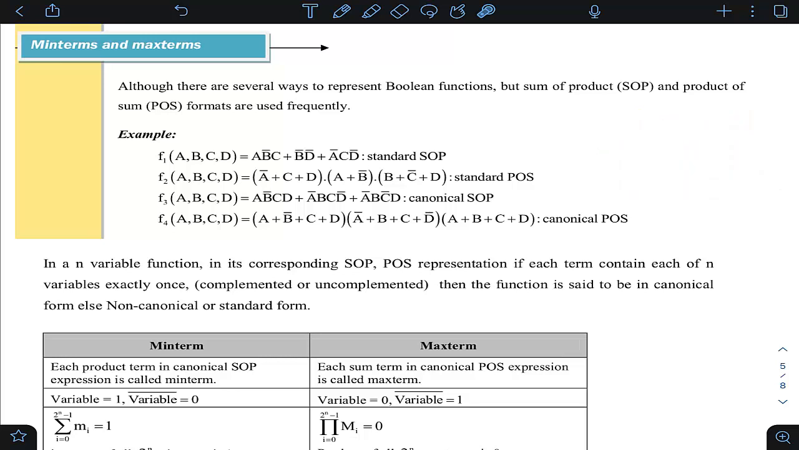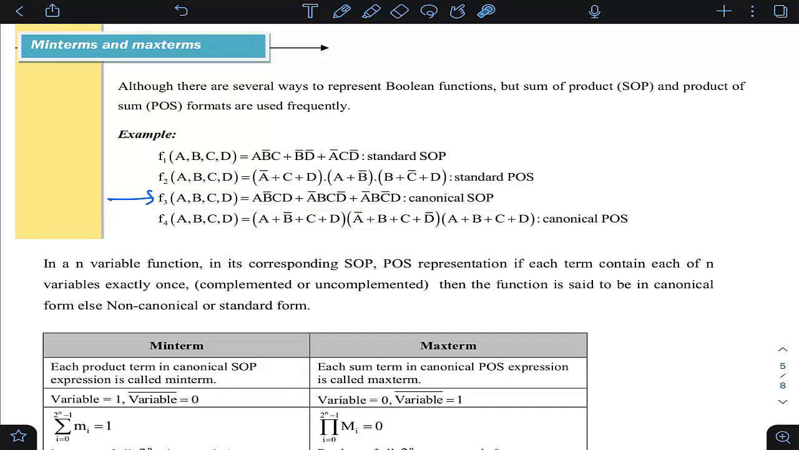Let's say, students, this f1 is a function of 4 variables A, B, C, D. I will say this is in canonical form if each term contains all the 4 variables exactly once. All the 4 variables should be present in every term. For example, if you observe this f3 function, this is a function of 4 variables. Each term is containing 4 variables. When this is the case, we say it is canonical form. It is in SOP format, and it is canonical, so it is canonical SOP.